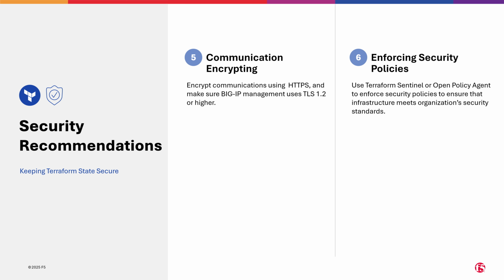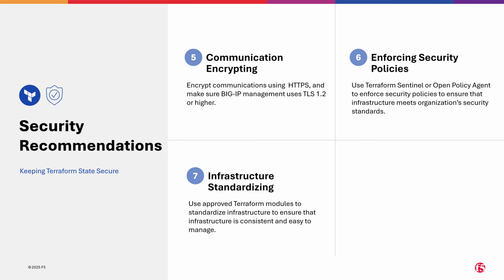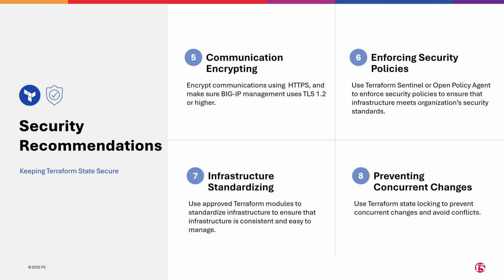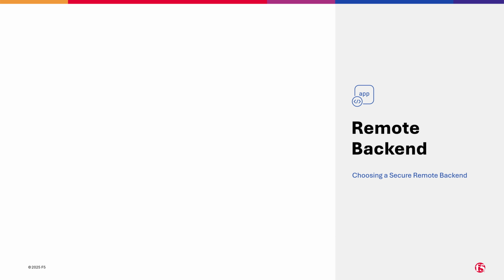Use Terraform Sentinel or Open Policy Agent to enforce security policies. This helps ensure that your infrastructure meets your organization's security standards. Use approved Terraform modules to standardize your infrastructure. This helps ensure that your infrastructure is consistent and easy to manage. Use Terraform state locking to prevent concurrent changes. This helps avoid conflicts and ensures that only one person can make changes at a time. These recommendations are important for keeping your infrastructure secure and compliant. By following them, you can reduce the risk of security breaches and ensure that your infrastructure is always in a known and secure state.